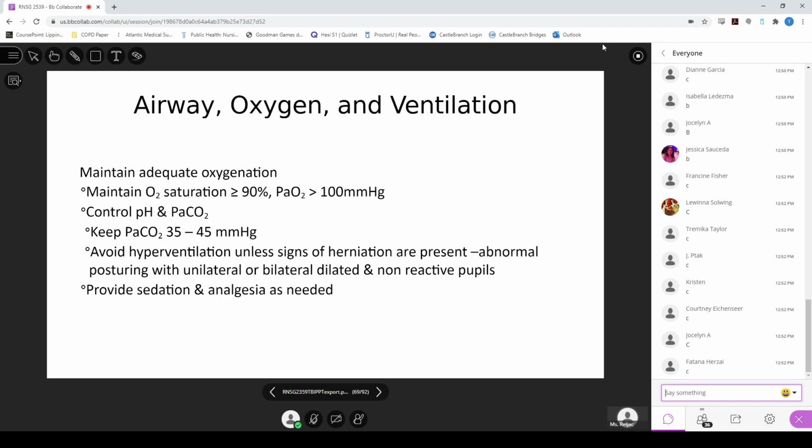You want to avoid hyperventilation unless there are present signs of herniation, which would be abnormal posturing, unilateral or bilateral dilation, and non-reactive pupils. And Thomas, this goes back to when you asked me earlier about why you would want to hyperventilate a head trauma patient. That's if they're seeing signs of herniation, which is more advanced than what y'all are learning right now, but there are ways to try to stop the herniation by manipulating the gases and the levels in your body. But you don't have to know that for this section of your learning, okay? So you want to also provide sedation and analgesics as needed.